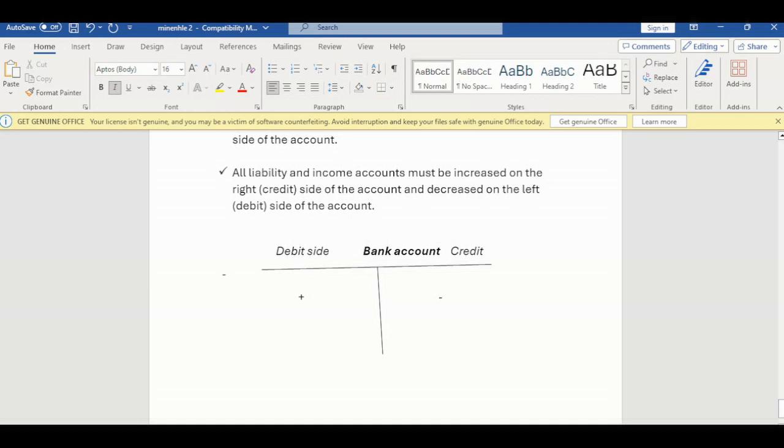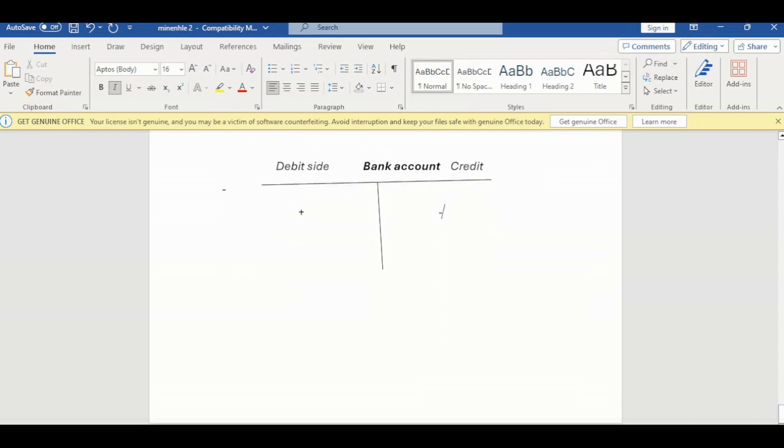Okay, let's just take one transaction, guys, and then I close this lesson. Let's just take one transaction, we do it, and then I close it. Okay, here is the transaction. Now we analyze the transaction.